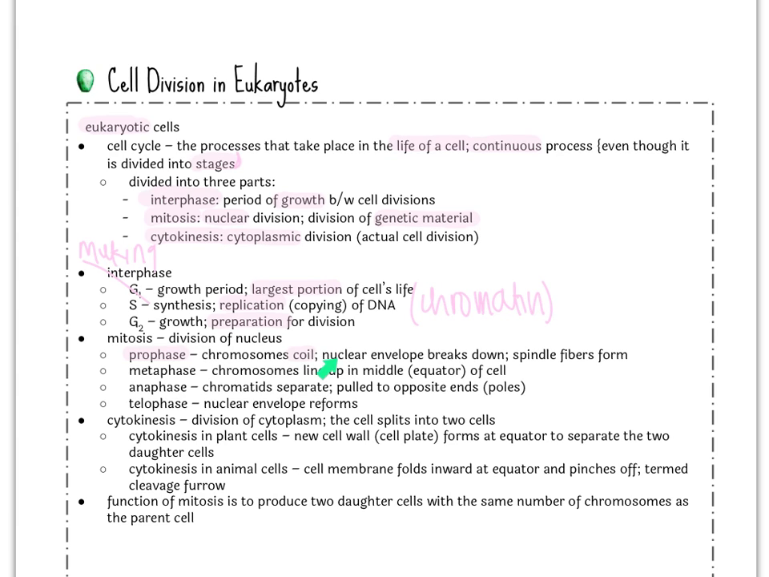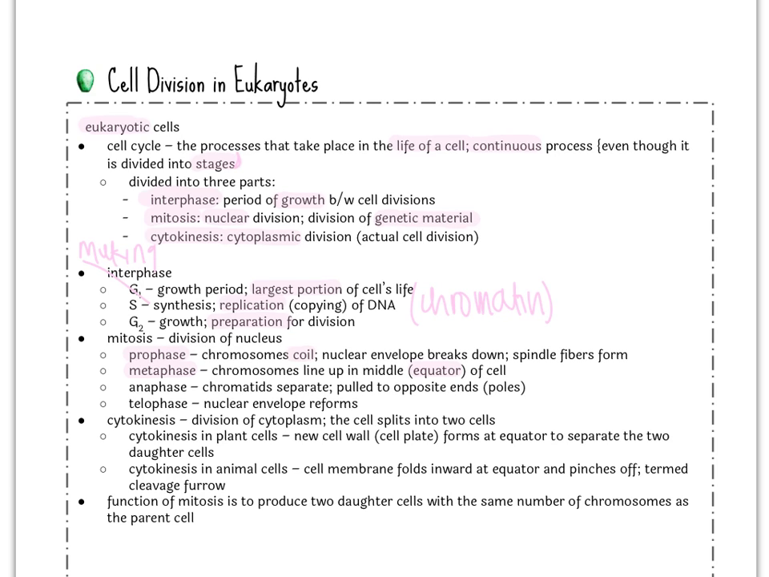Also in prophase, the nuclear envelope, which is just like the membrane that surrounds the nucleus, breaks down and spindle fibers form. So prophase is also kind of just getting the parts ready for mitosis. The next phase of mitosis is metaphase. And in metaphase, chromosomes line up in the middle or the equator of the cell. So I just remember this: metaphase, middle. The chromosomes line up in the middle of the cell.